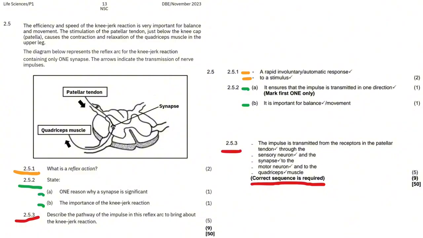2.5.2. State A, one reason why a synapse is significant. It ensures that the impulse is transmitted in one direction. And state part B, the importance of the knee-jerk reaction. It is important for balance and movement.